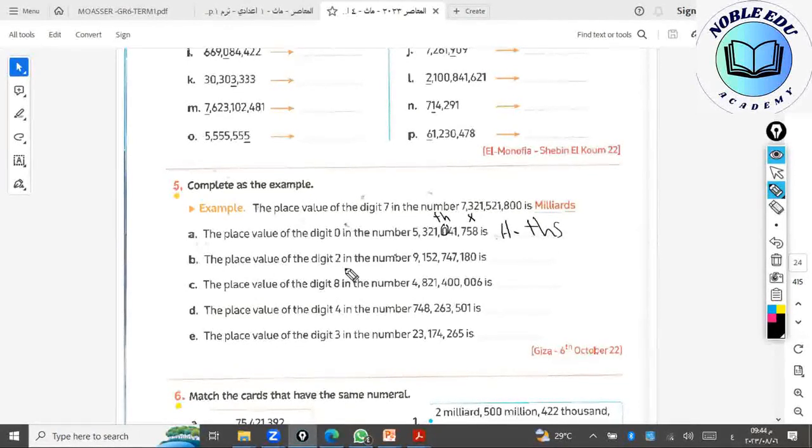The place value of digit 2. Circle number 2 and write up the house names. No name, thousand, millions. What about here 2? 2 is millions. So write here million. The place value of digit 8. Circle digit 8. No name, thousand, million, milliard. What about 8? 8 here is in the millions house. And what about the name of the room? Ones, tens, hundreds. So 8 here is hundreds. It's 100 millions.